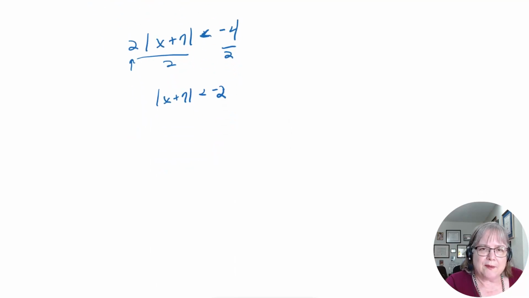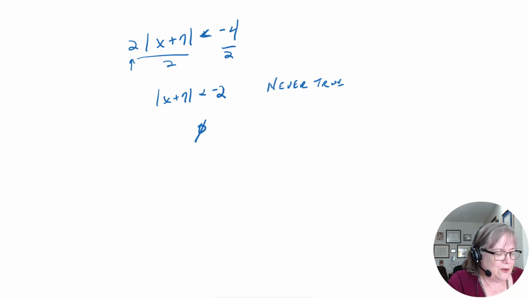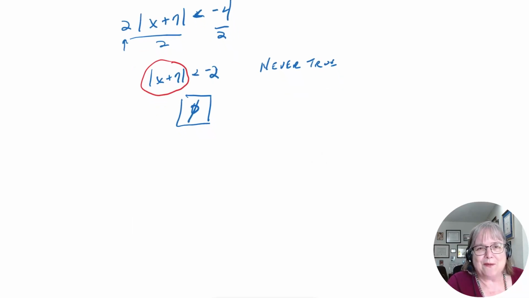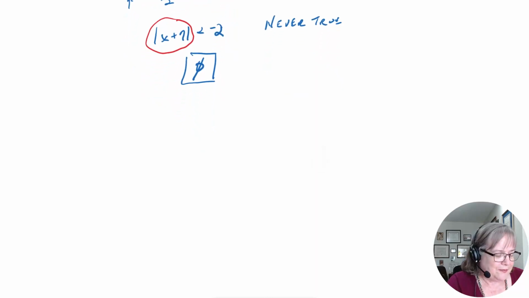Can you take the absolute value of something and get a number less than a negative? Actually, can you get anything less than 0? Much less a specific negative like -2. No, that's never going to happen. This is never going to be true. So this is no solution or empty set. But be sure you completely isolate this absolute value with the variables in it before you decide.